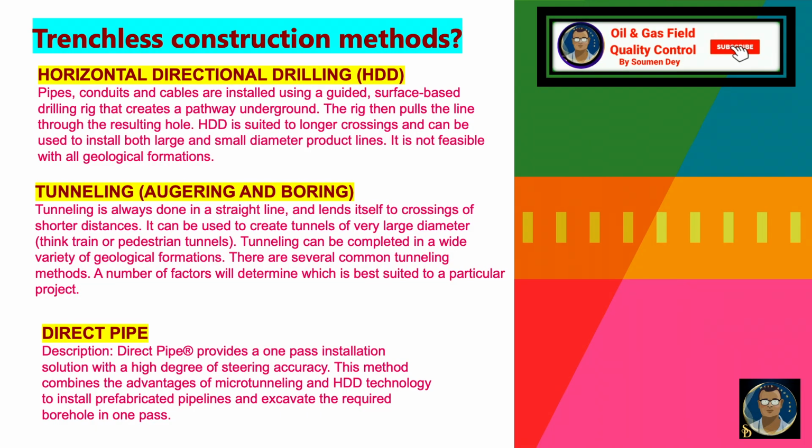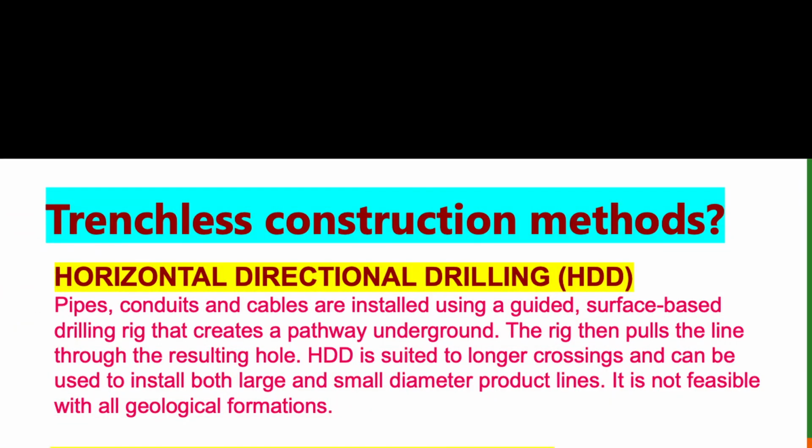Basically, there are three main divisions of trenchless construction methods. The first one is horizontal directional drilling, in short HDD. Pipes, conduits and cables are installed using a guided surface-based drilling rig that creates a pathway underground. The rig then pulls the line through the resulting hole. HDD is suited to longer crossings and can be used to install both large and small diameter product lines. It is not feasible with all geological formations.